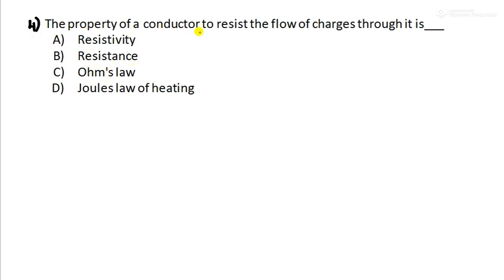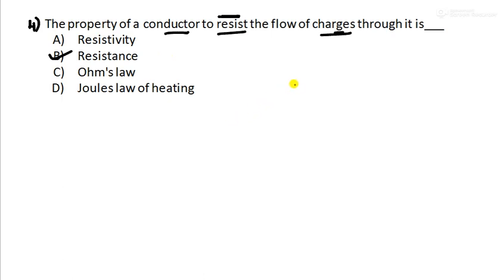The property of a conductor to resist the flow of charges through it is called what? So this is the property by which the conductor resists the flow of charges. Resist, the name itself indicates it. It is called what? Resistance. Don't write resistivity, that is different. The answer is resistance. Resistance is the property by which a conductor resists the flow of charges, that is electrons. Therefore our electrical equipments get heated. Why? Because of this resistance.